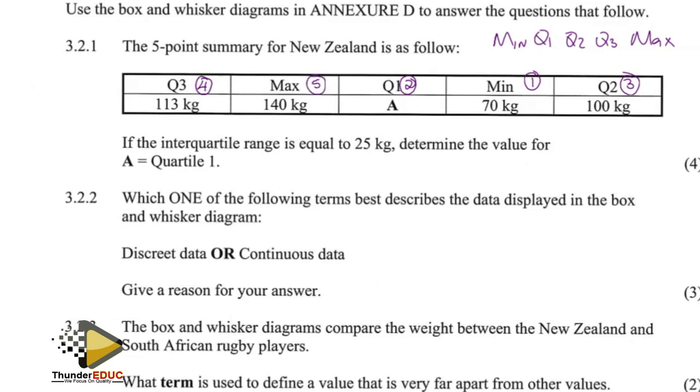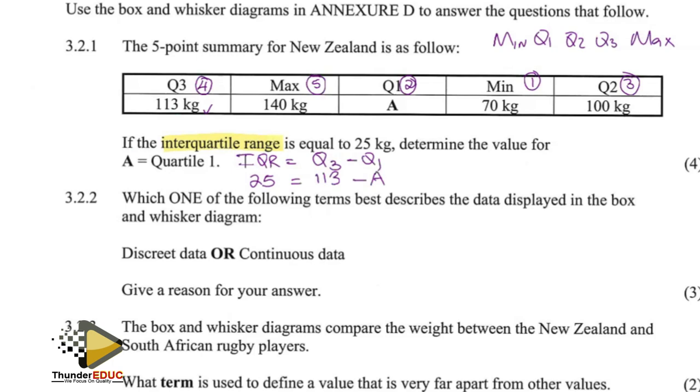If the interquartile range equals 25 kg, determine the value for A, which is Q1. Now, in your head, the moment you hear of interquartile range, what comes in your head? It was determined by taking the upper quartile Q3 minus Q1. So simply meaning, if you have the interquartile range, which is 25, put it there. You have Q3, which is 113, minus A, which is missing. Should give us the answer.